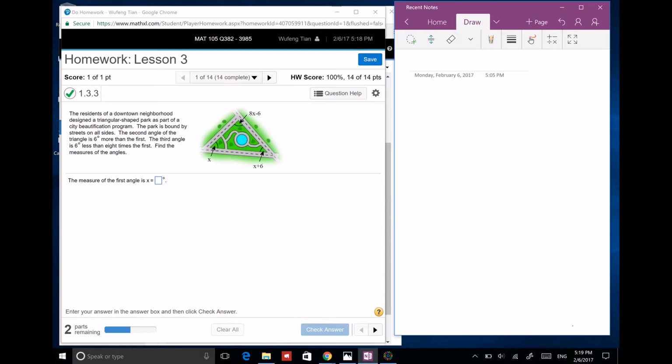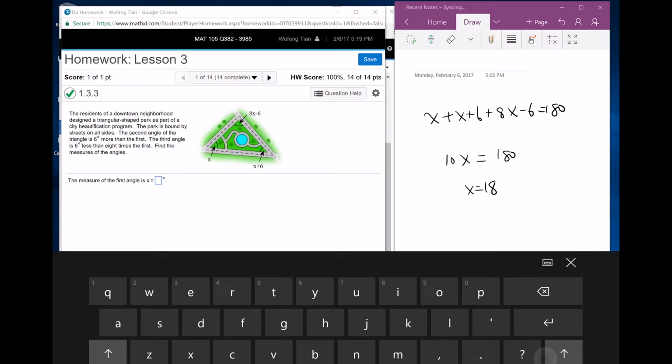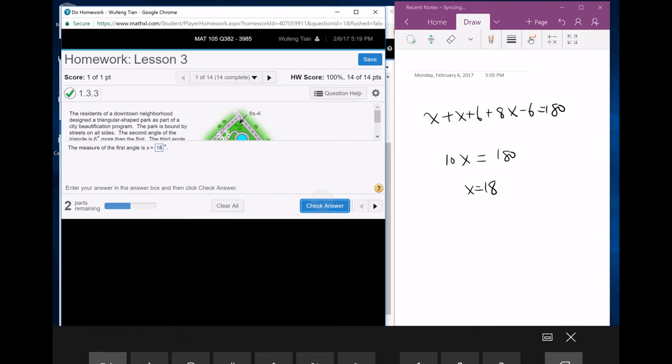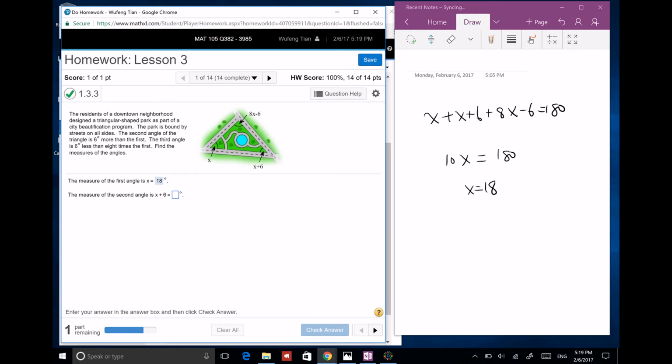And the first question, the triangle with angles x plus 6 and 8x minus 6. You know that if you add all three angles together, you will get 180. So x plus 6 plus 8x minus 6 equals 180. Then you solve for x. x plus 8x is 10x, which equals 180. So x equals 18. Okay, so you plug it in and finish.